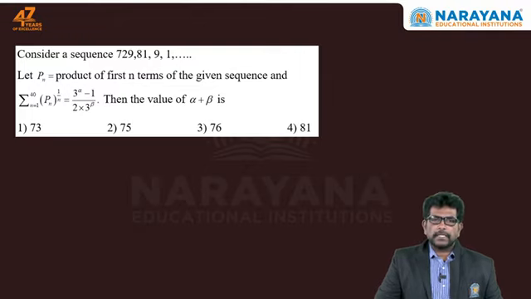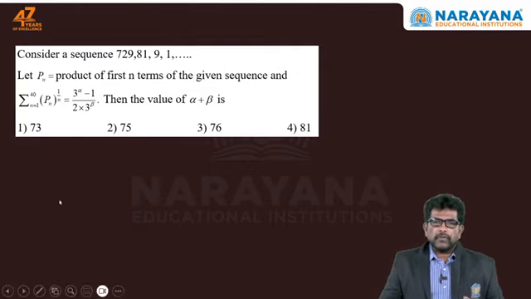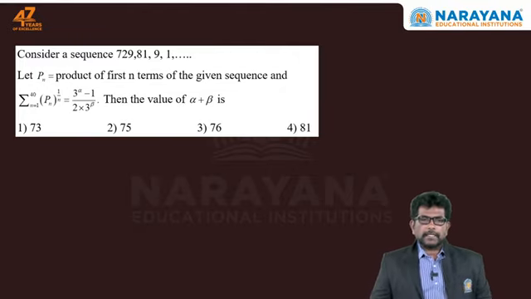The 5th one is: consider a sequence 729, 81, 9, 1 and so on. Let Pn be the product of the first n terms of the given sequence. Then the summation from n equals 1 to 40 of Pn whole to the power of 1 by n is equal to (3 to the power of alpha minus 1) upon 2 into 3 to the power of beta. Then the value of alpha plus beta is what they are asking.